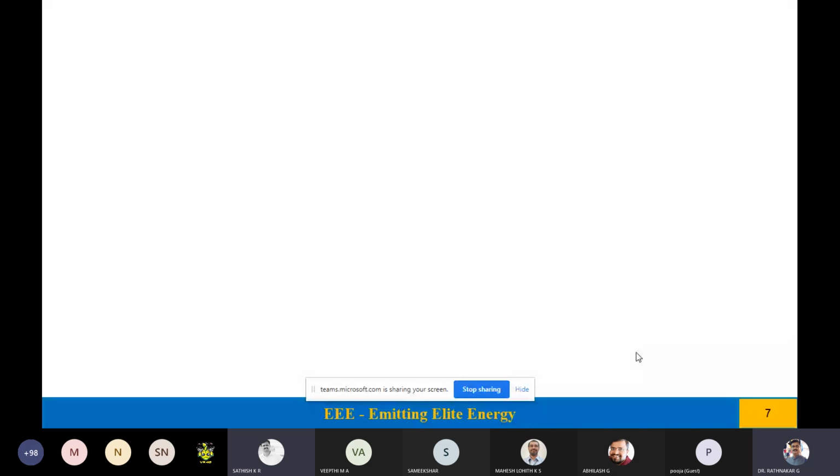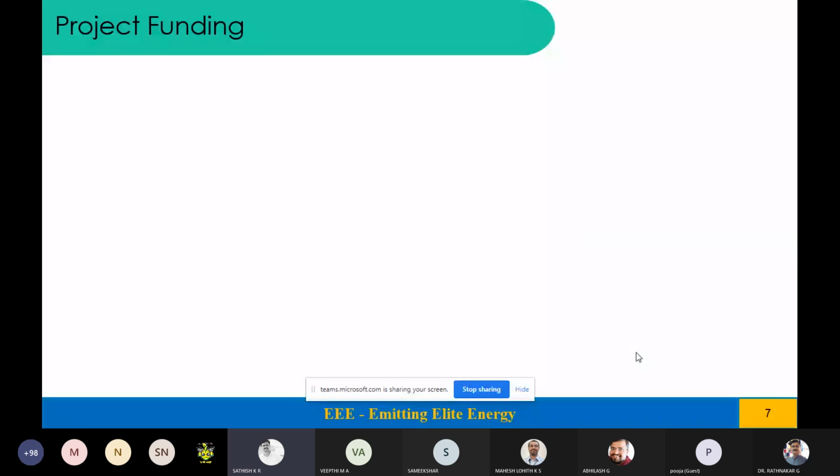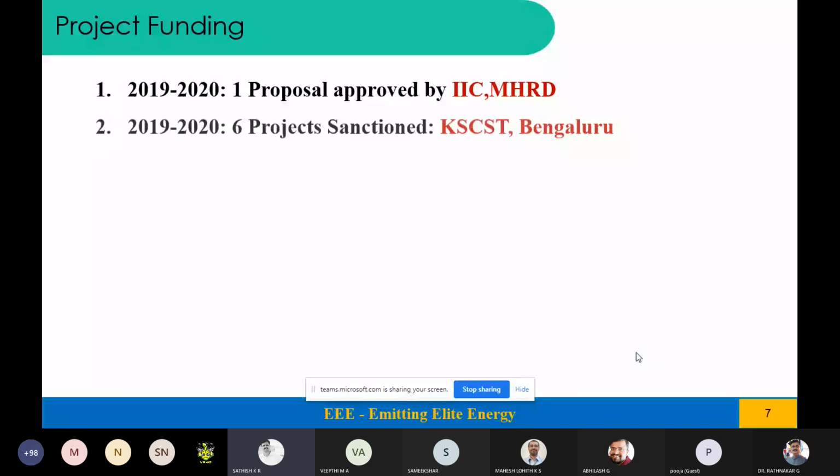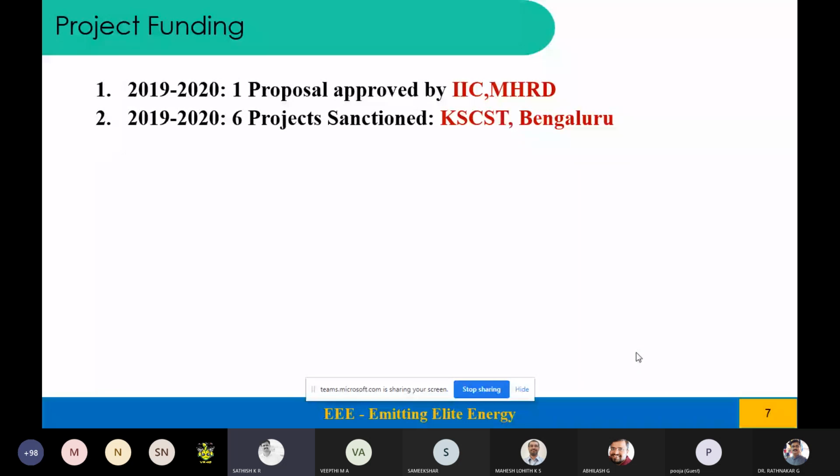Next we are going with project fundings. We have gone with so many fundings. Recently one proposal was approved by IIC MHRD, and one more, 6 projects, have been sanctioned by KCST Bangalore. These are the projects approved by the KCST. They are final year projects which take place in the 7th as well as 8th semesters.